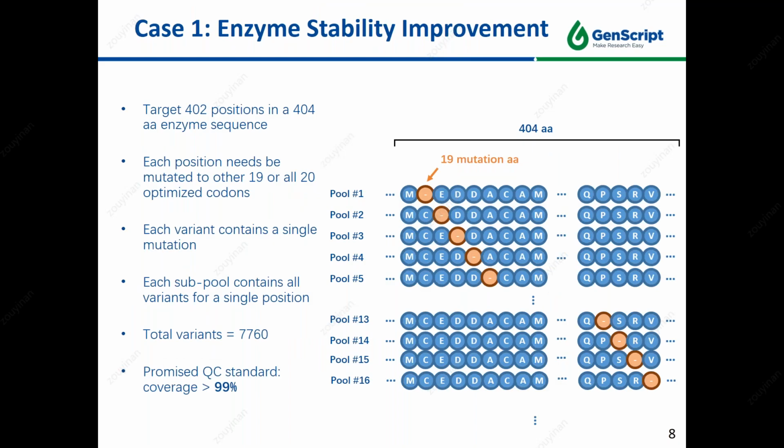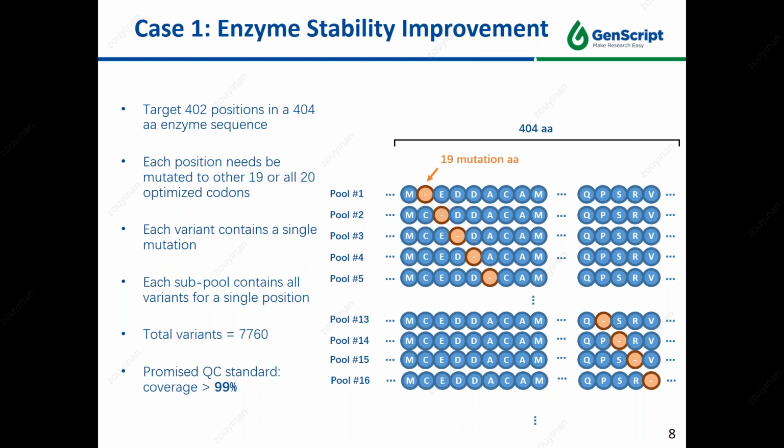Now I'm going to share a few cases with you about the quality we provide to our customers. And this is the first case. The first case is we're using the semiconductor-based technology. And the goal of this project was to generate a mutant library for an enzyme of interest to screen for a mutant with enhanced stability. The target protein is 404 amino acids in length, with limited information about itself and its homologs.